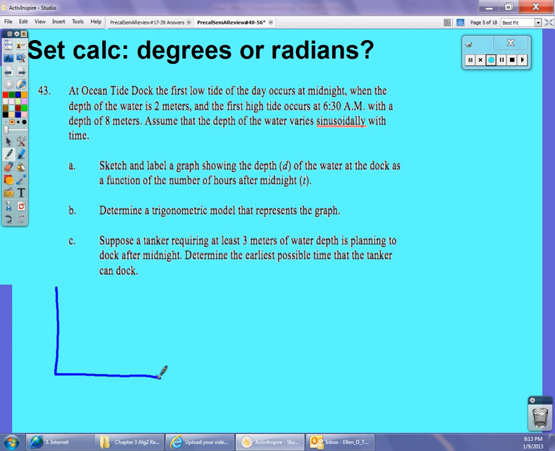It says at Ocean Tide Dock, the first low tide of the day occurs at midnight, when the depth of water is 2 meters. The first high tide occurs at 6:30 a.m. with a depth of 8 meters.